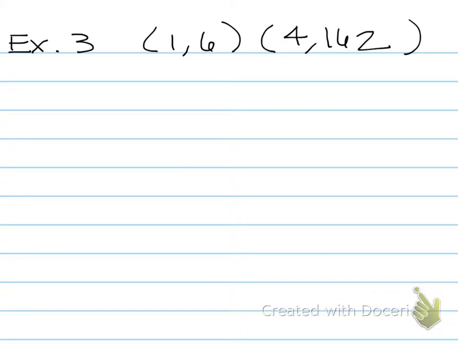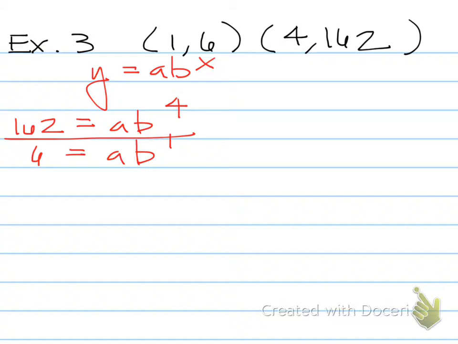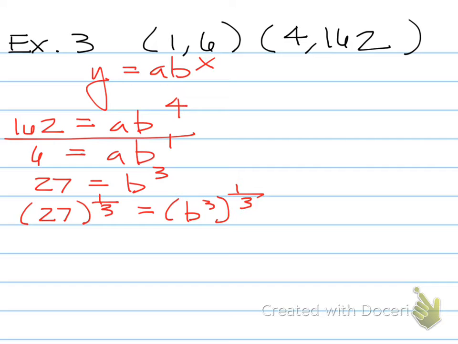And then lastly, using these 2 coordinates, 4 is the bigger of the 2 x coordinates, so we're going to write that one first. The y coordinate is 162, x coordinate is 4. And then divide that by the other equation, y coordinate 6, x coordinate 1. 162 divided by 6 is 27. 4 minus 1 is 3. And to cancel the exponent of 3, we need to raise it to the 1/3 power. We have to do that to both sides. When we raise 27 to the 1/3 power, we get 3.